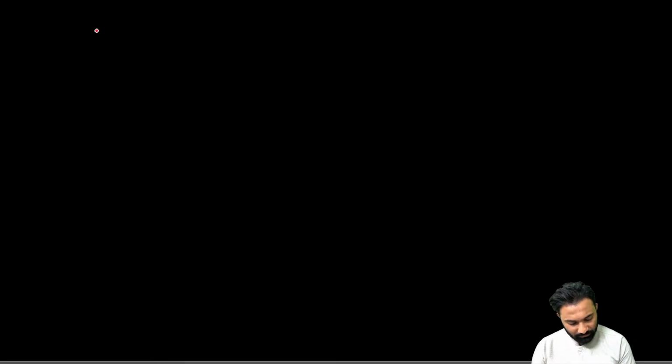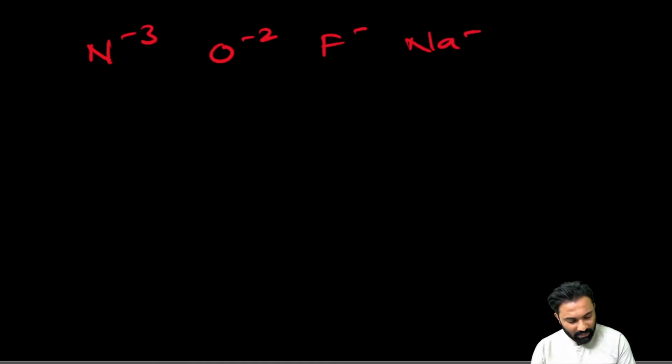Second one. Next one, how to do? N minus 3, O minus 2, this is F minus, this is Na plus, next is Mg plus 2, next is Al plus 3. Now how can we do it?